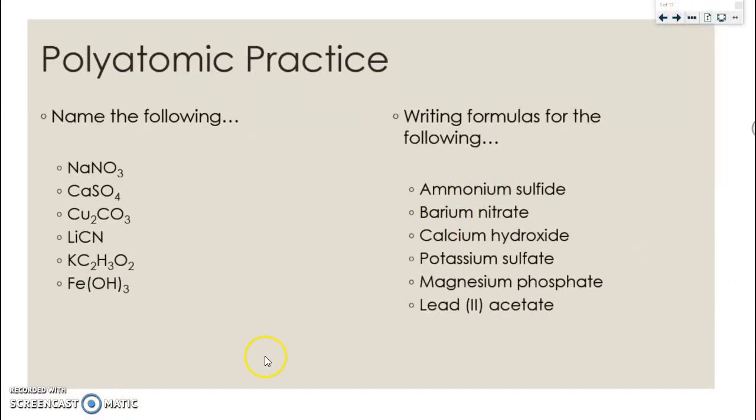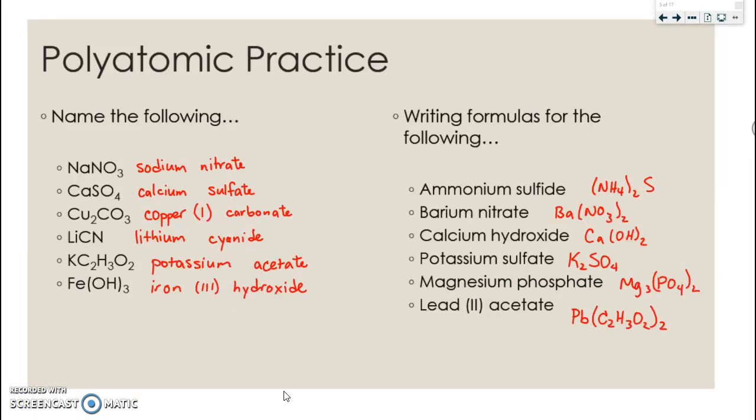Okay. Please pause the video, name these over here, and write formulas for these. Please check your answers. You would know that all of these had the polyatomic ion in them because each of them has at least 3 different elements. Then you would just use the polyatomic ion handout as well as your basic knowledge of naming and writing formulas for ionic compounds. So Roman numerals are still sometimes necessary, and then you only have to put the polyatomic in parentheses if you have more than one.